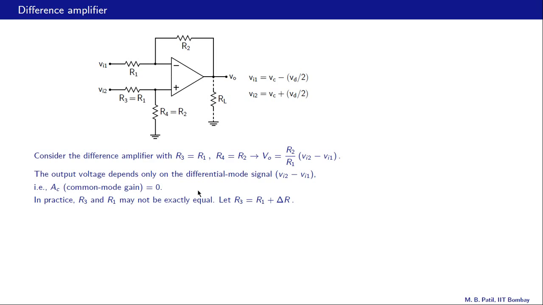In reality, these resistance values are not exact. For example, if you want R1 equal to 1K, it would not be exactly 1K. If you use 1% resistances, then R1 would be anything between 0.99K to 1.01K. So in real life, these resistance values are not exactly what we intend them to be, and therefore R3 and R1 may not be exactly equal. So let us take this simple case where R4 is exactly equal to R2, but R3 is not exactly equal to R1, and let R3 be R1 plus some small delta R.